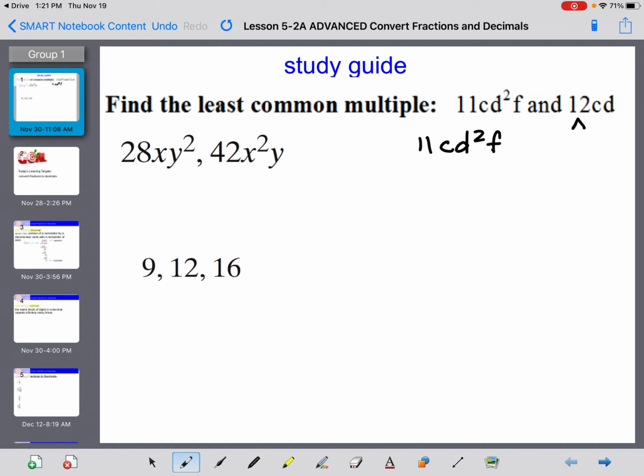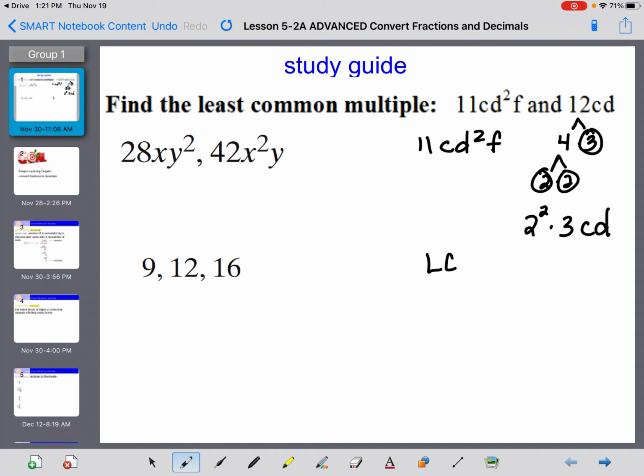12, on the other hand, I need to simplify or break it down. 4 times 3, 3 is prime. 2 times 2 is the same as 4, and those now 2 and 2 are prime. 2 squared times 3 times c times d.